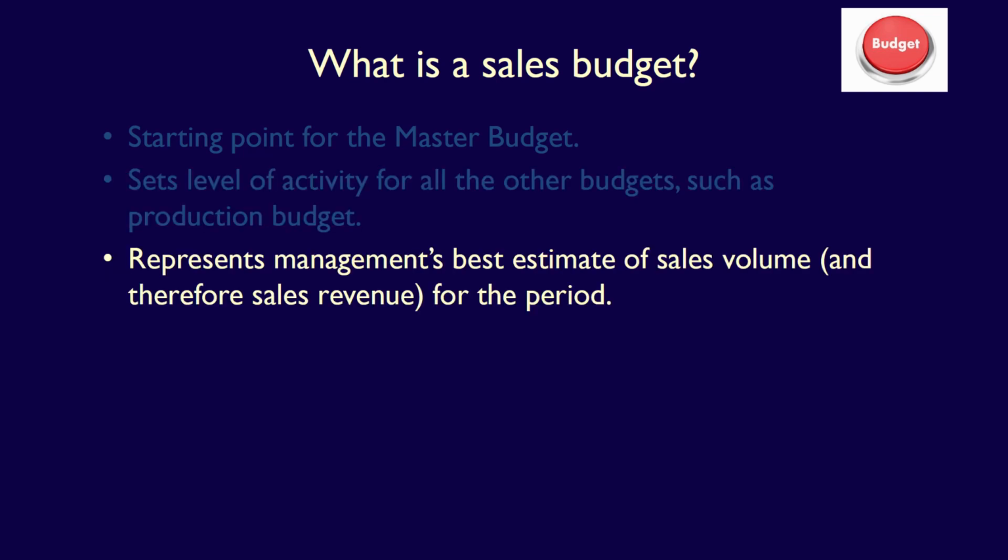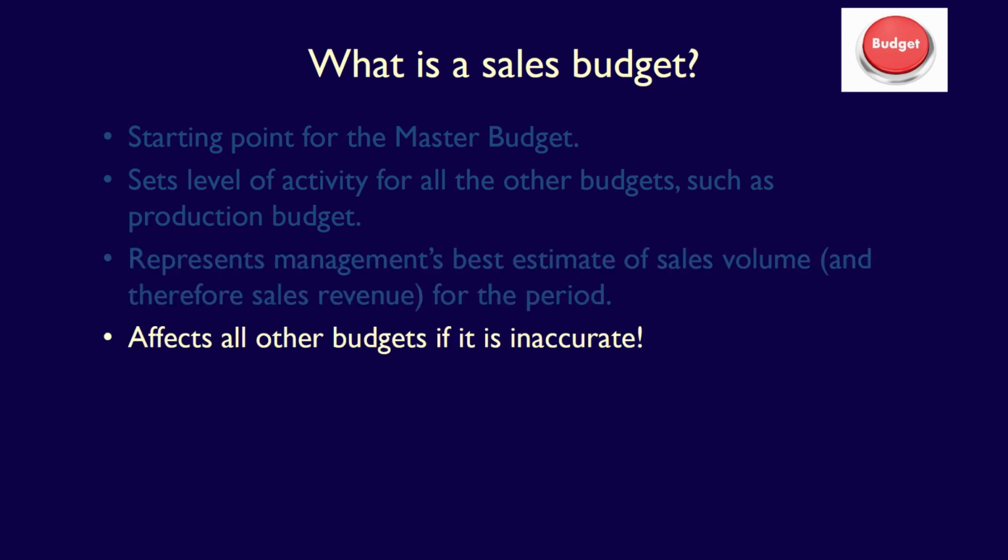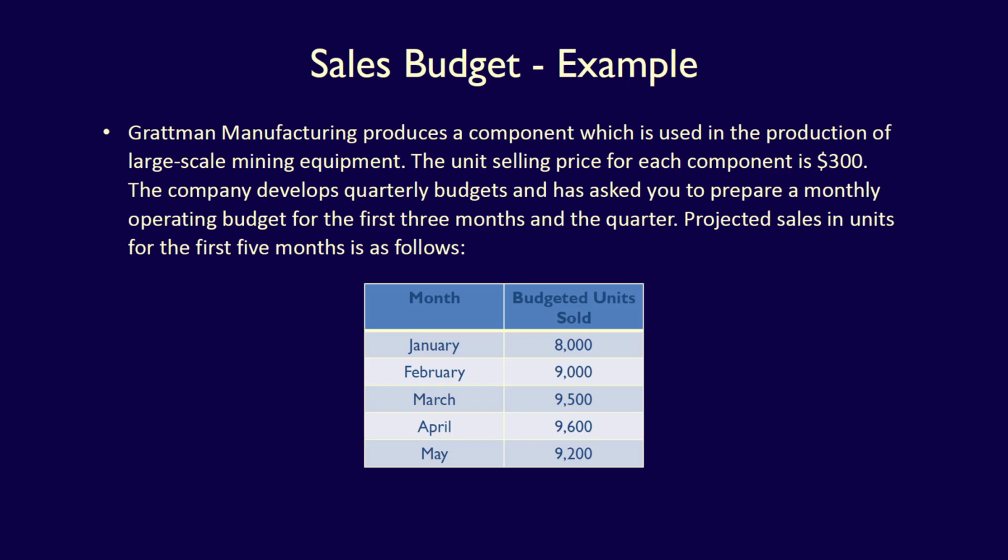The sales budget is derived from the sales forecast. It represents management's best estimate of the period's expected sales volume. The sales budget is incredibly important and must be developed with care because, if inaccurate, it will affect all the other operating budgets and the financial budgets. Let's use an example to demonstrate the sales budget process.